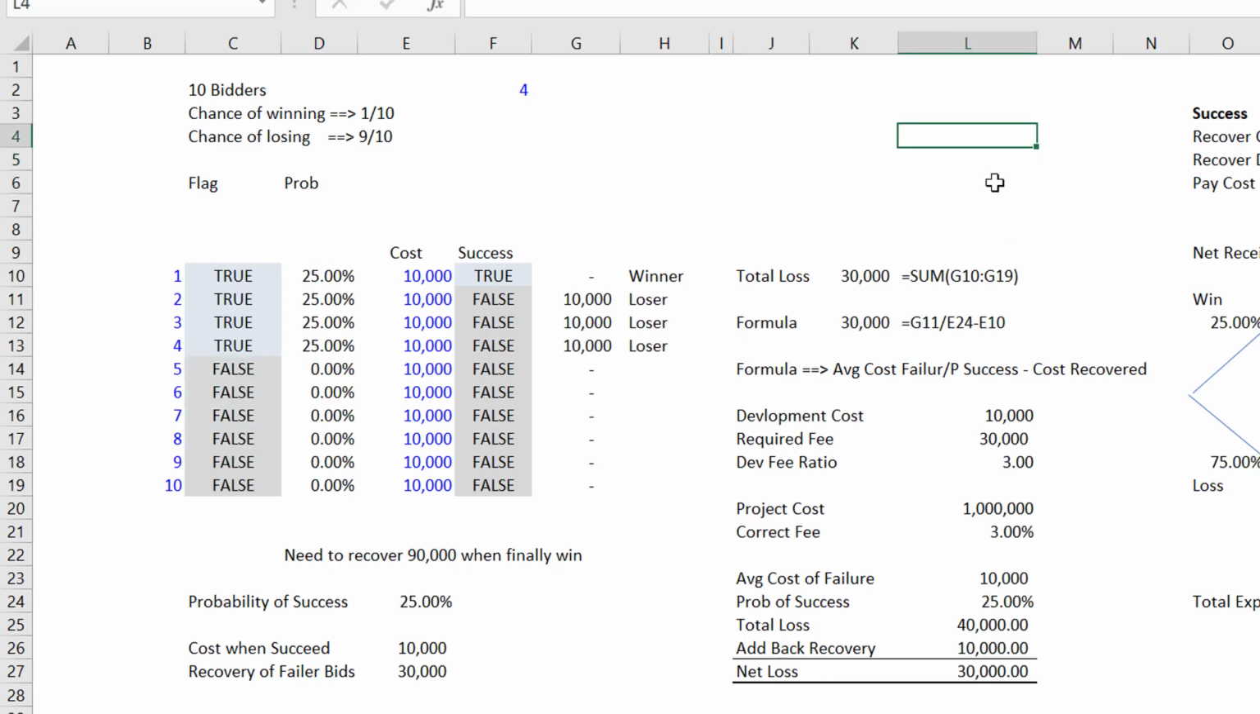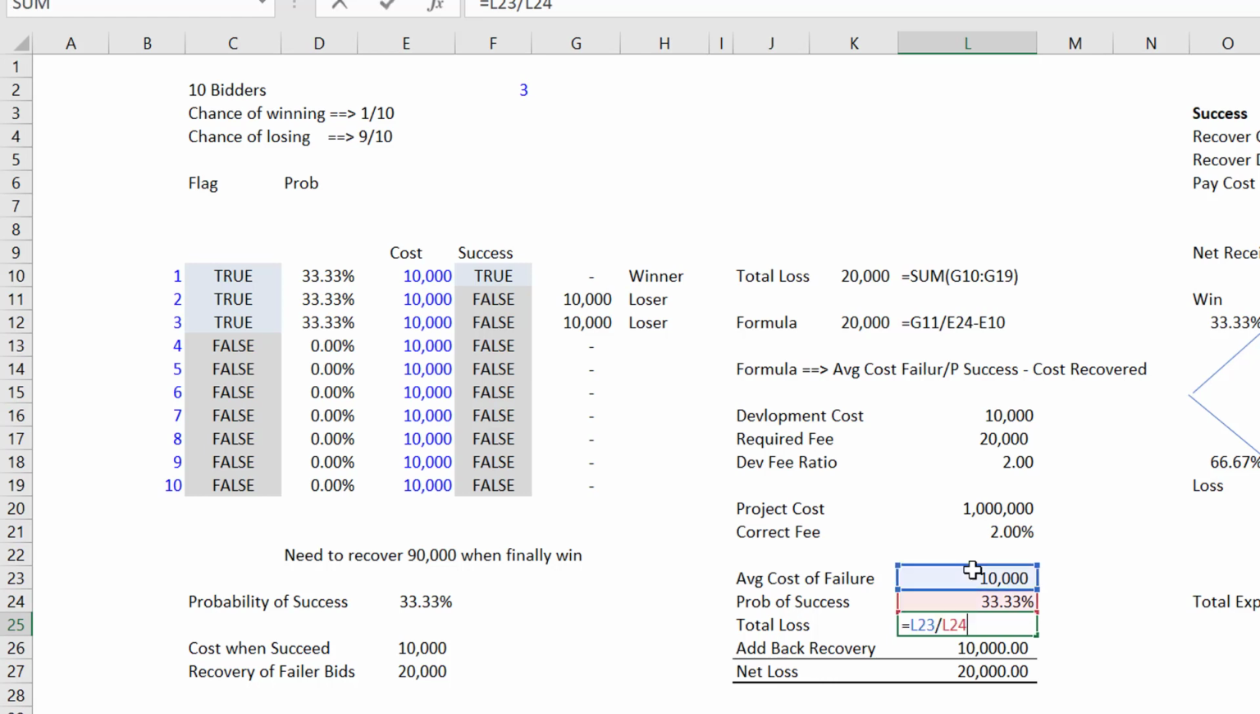So if I have, let's put 3. Let's put 3. Average cost of failure is 10,000. We've got a probability of success of 1/3. The loss we have if we take the average cost divided by the probability of success is 30,000. That's how much our total spent for everything. That's like we're buying all of the different vaccination stocks. Then we've got to add back the amount we recovered from success, and then we get our total net loss, which is our required fee.